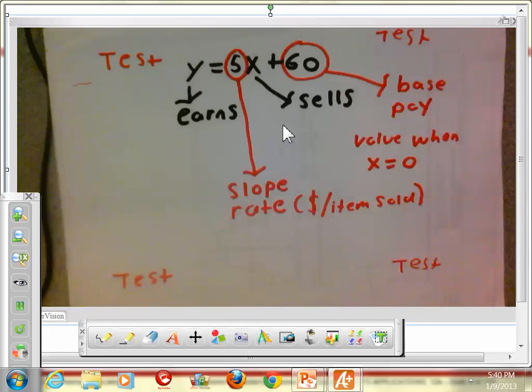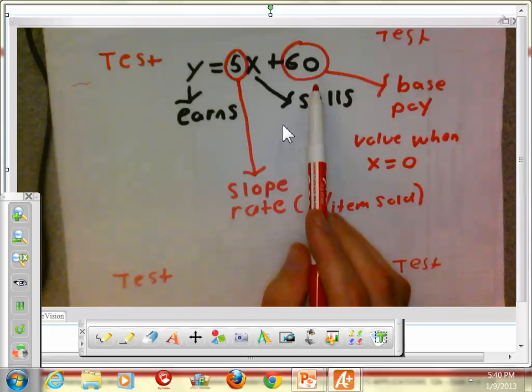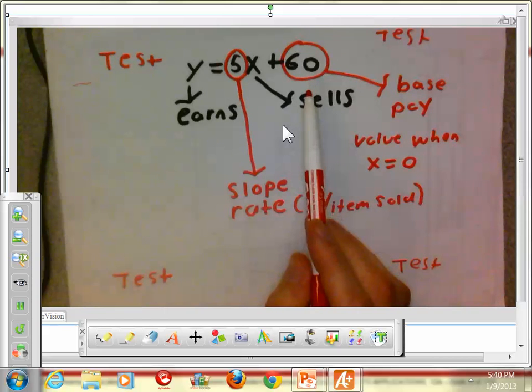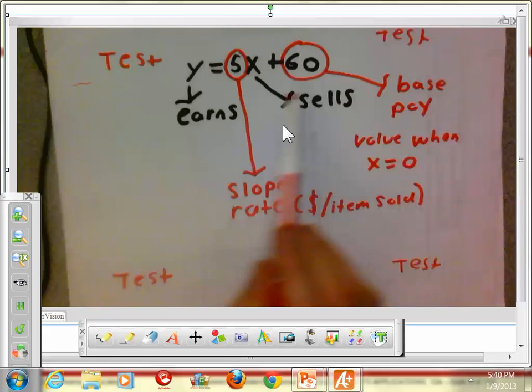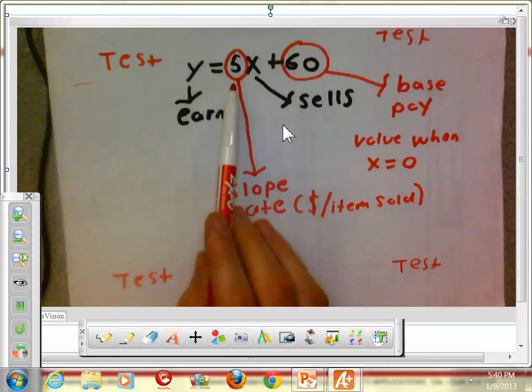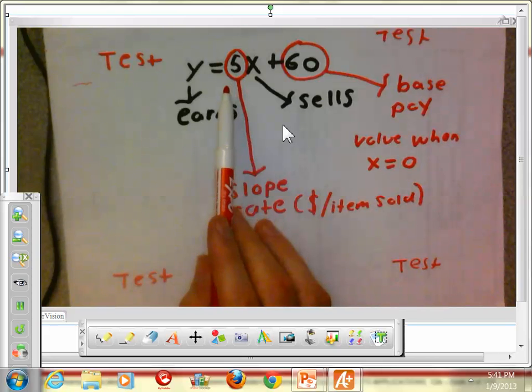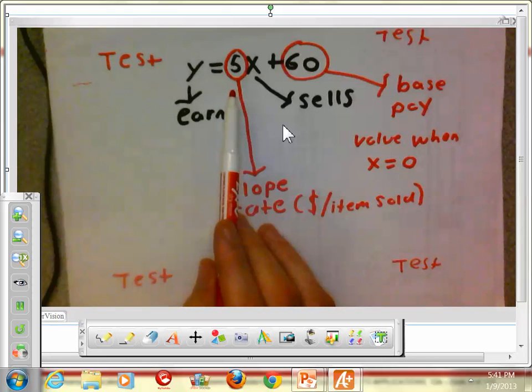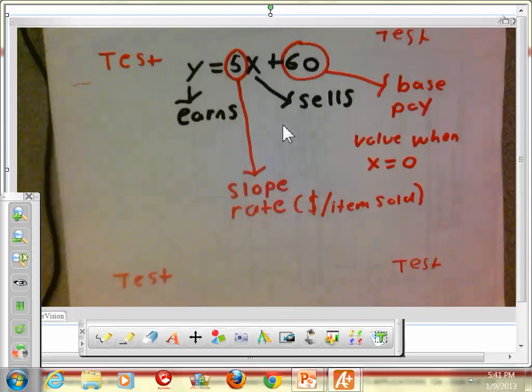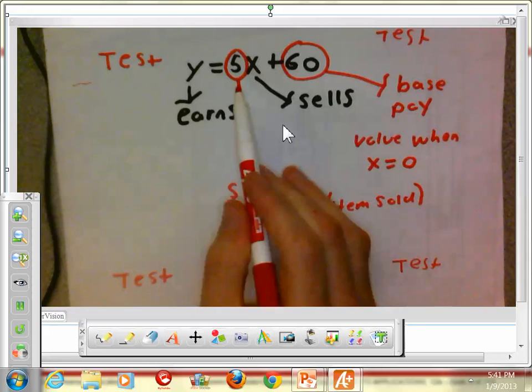So an interpretation of what's going on here, from the problem, is she has a base pay of $60, which is the y-intercept. It's the value when x is 0. And we have the slope over here, which is the rate that the y value is changing. So the slope essentially gives you how fast something is changing. Now in a straight line, it's always going to be a constant number. In this case, it's 5.